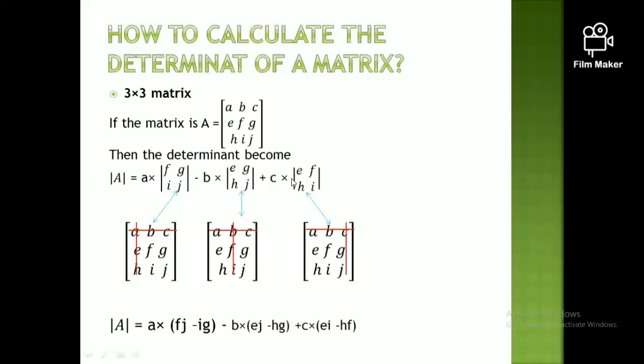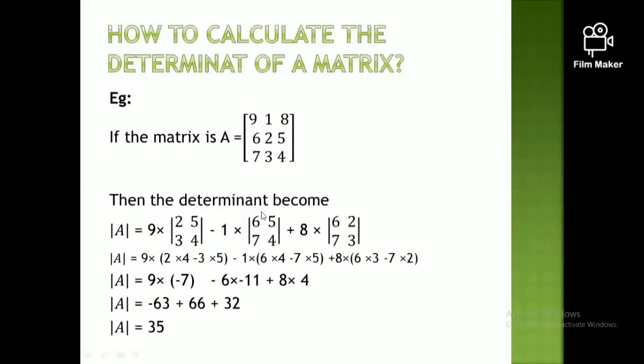Then C times, how to get the modulus of this? E into I minus H into F. E into I minus H into F, right? With that you can get the final answer for the modulus of a matrix of order 3 by 3, right? Let's go ahead with one example right here.